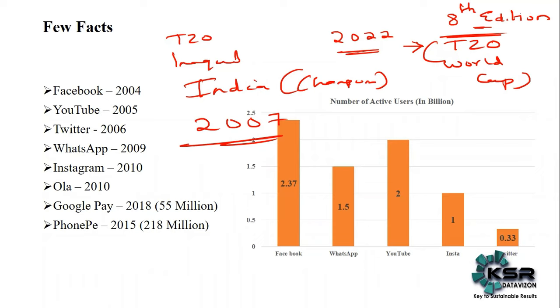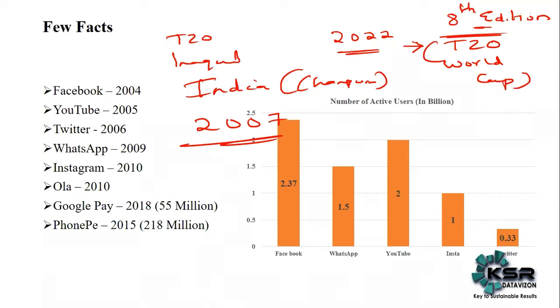It's all because in the last 10-15 years only, people have started using smartphones and internet in a very high manner. So data is getting generated. The one which you're seeing on the right side is the people who are using the apps, in billions.